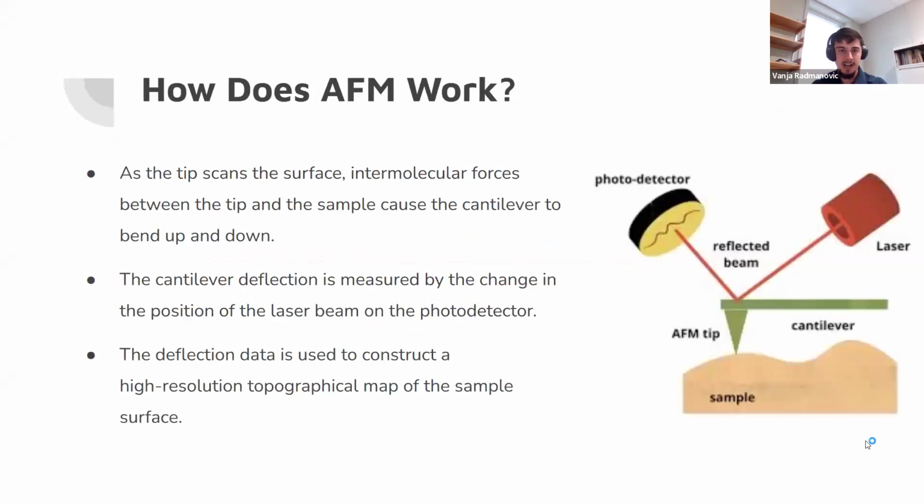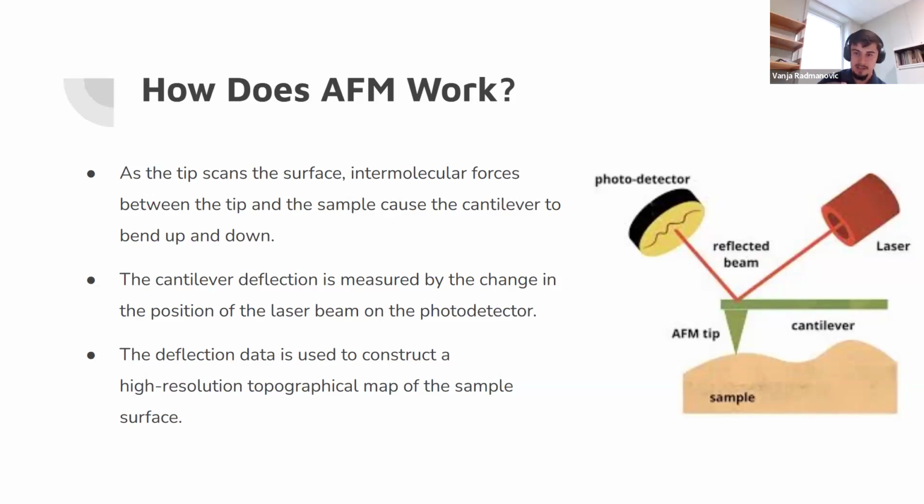Now, a little bit more detail as to how it works. First, the tip is brought very close to the surface, and then as the tip scans across the surface, the forces, which at this small scale are intermolecular forces, cause the tip, and the cantilever in the diagram that's attached to the tip, to move up and down. And as you can see in the picture, there's a laser beam reflecting off the top of the cantilever. So as the cantilever moves up and down, the position of the reflected laser will move on the photodetector. And this is how the change in deflection of the cantilever is measured.